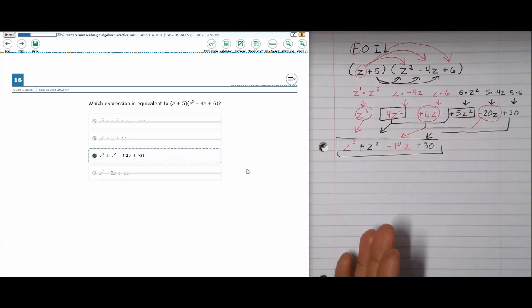So it's a lot of work, right? We did this modified FOIL, but that's how you would get the answer to this problem. Go ahead and pause the video. Try number 17 on your own before resuming.